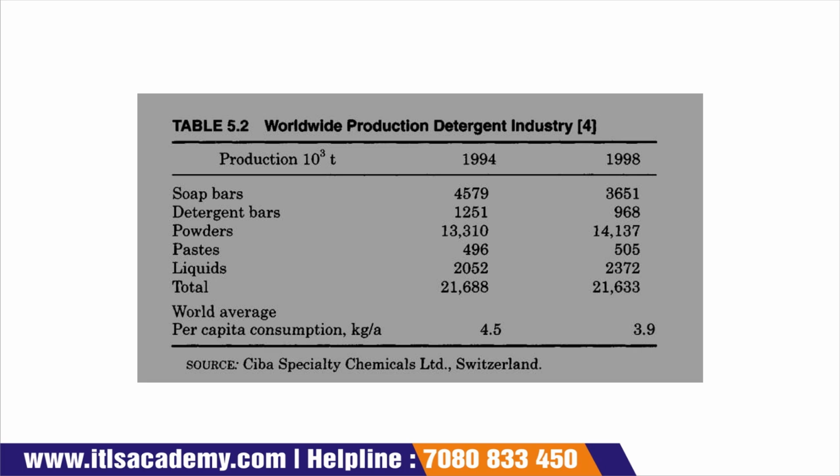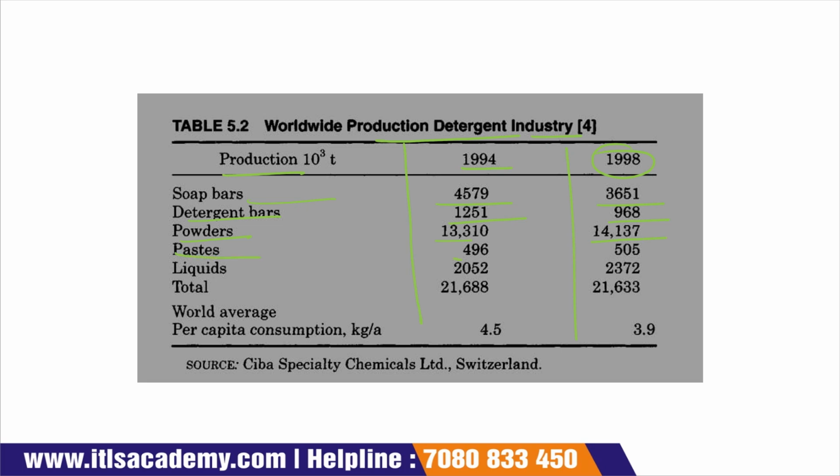So here is the worldwide production of the detergent industry, in 10 to the power 3 tonnes, with the first column for 1994 and then 1998. Soap bar, it is 4579 in 1994 and 3651 in 1998. Detergent bar 1251, in 1998 it is 968. Powder in 1994 it is 13,310. In 1998 it is 14,137.